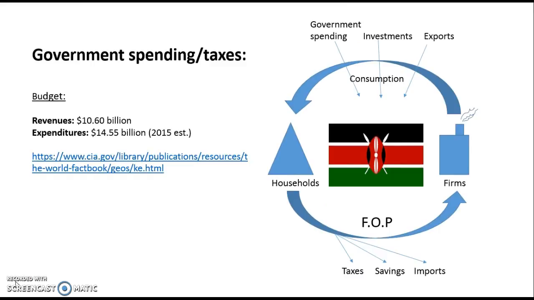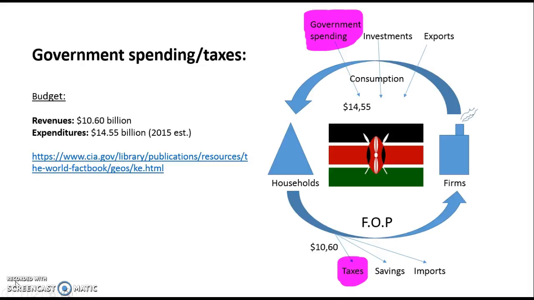Relating this to a country such as Kenya, you can look at how the government spendings and taxes are an effect of this. For example, in Kenya, through the World Factbook at CIA.gov, I found out that government spending, an injection into the four-sector circular flow model, is $14.55 billion in 2015, and the leakages in form of a tax is $10.6 billion.